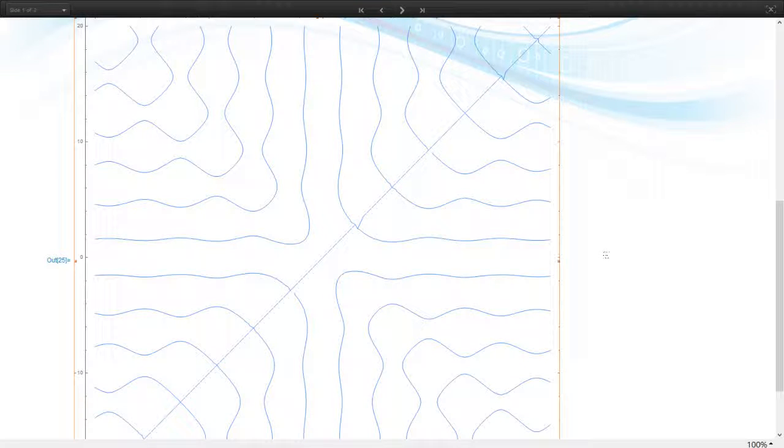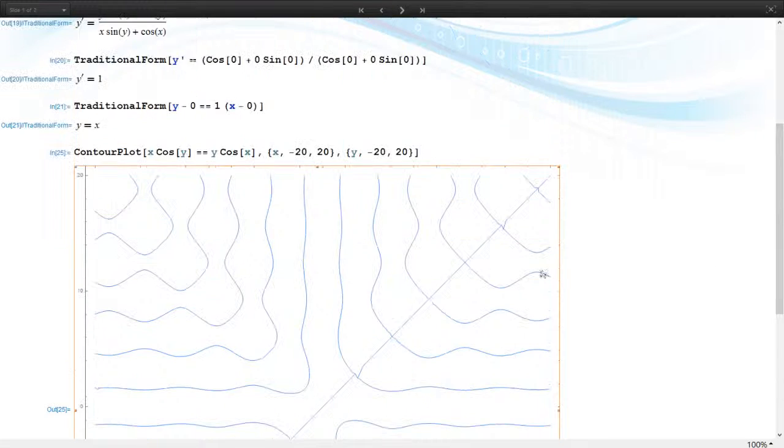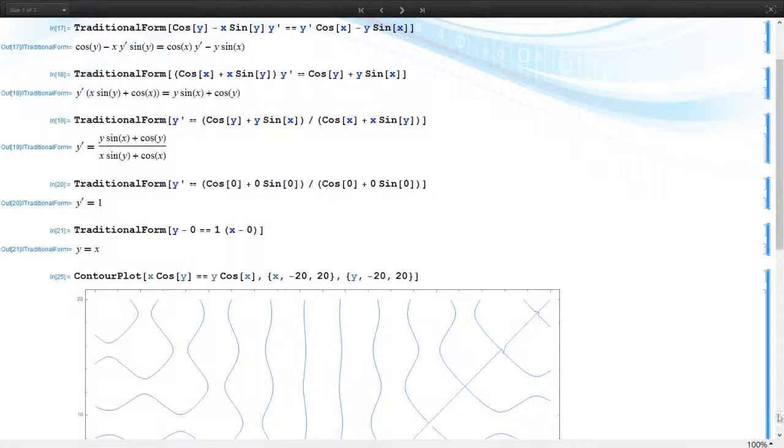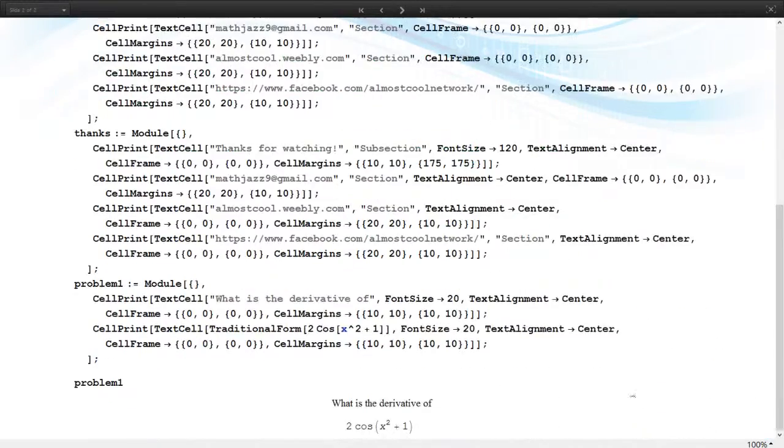Okay, so let's go on to another problem. Okay, so we'll kill all of this output. That was a pretty graph, though. The next problem.